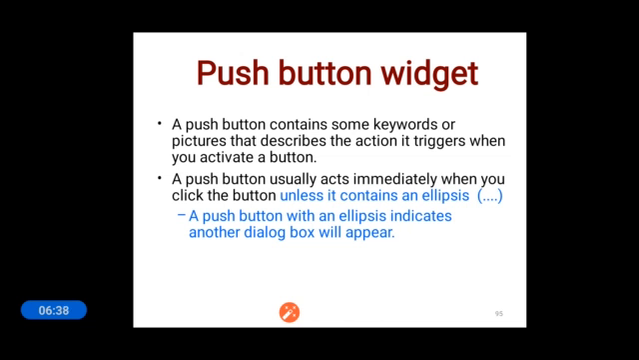A push button usually acts immediately when you click the button unless it is followed by an ellipsis. That means whenever a push button is followed by an ellipsis, it indicates that another dialog box will appear. It will not trigger the activity immediately. Rather, it indicates that there is another dialog box inside it.